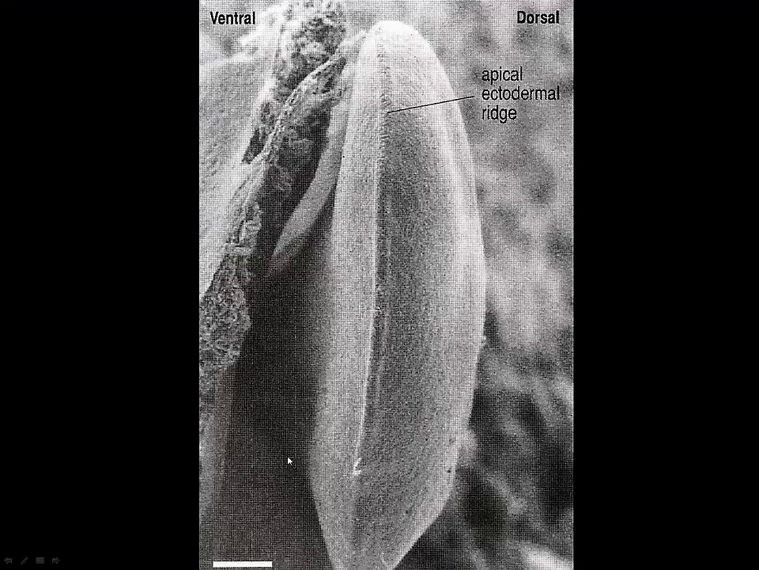So in the scanning electron micrographic view, here we have the dorsal surface. Here's the ventral surface of our developing limb, proximal, close to the body wall here. This is the distal portion, and I think you can easily now see our ectodermal ridge, these raised cells, and at the very tip, the tallest of these cells is going to be along the apical ectodermal ridge, or the AER.